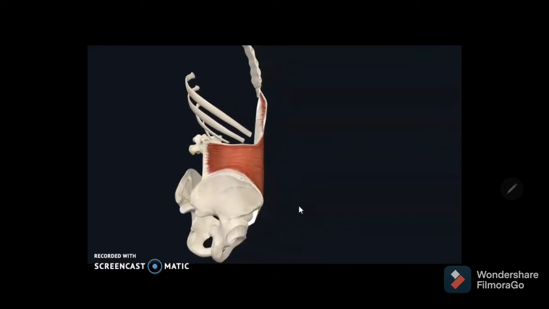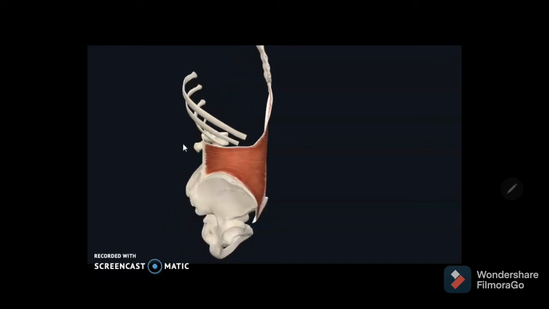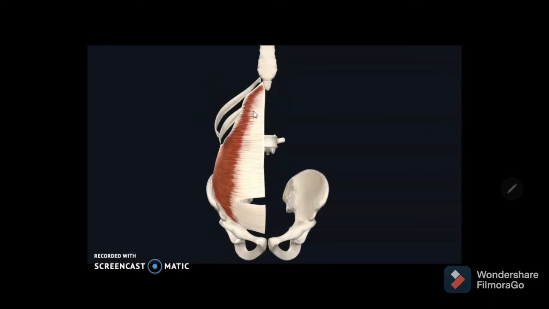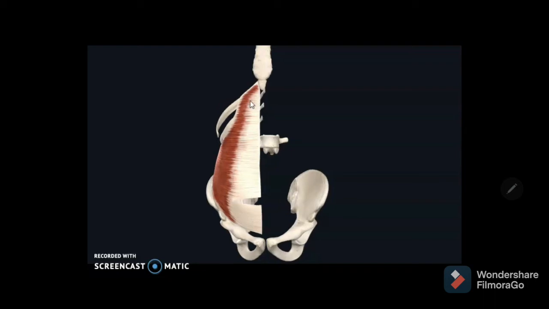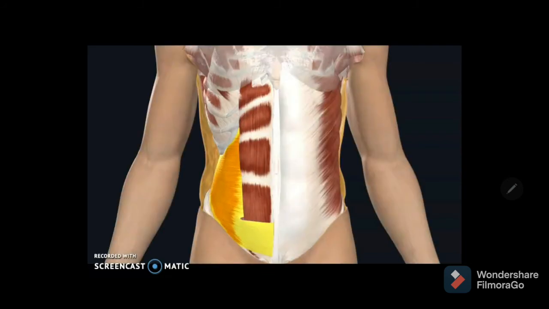The fibers run horizontally. The posterior fibers insert into the lower 4 ribs there. The remaining fibers run towards the rectus sheath near the linea semilunaris. It becomes aponeurotic. The upper 3/4 forms the posterior wall of the rectus sheath, whereas the lower 1/4 forms the anterior wall of the rectus sheath, that you can notice.